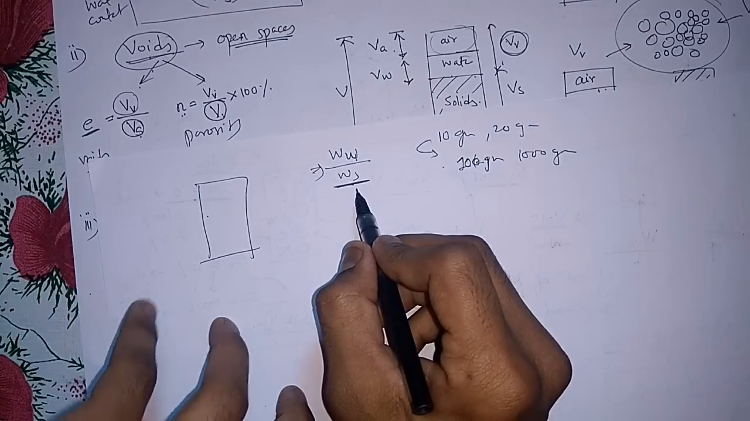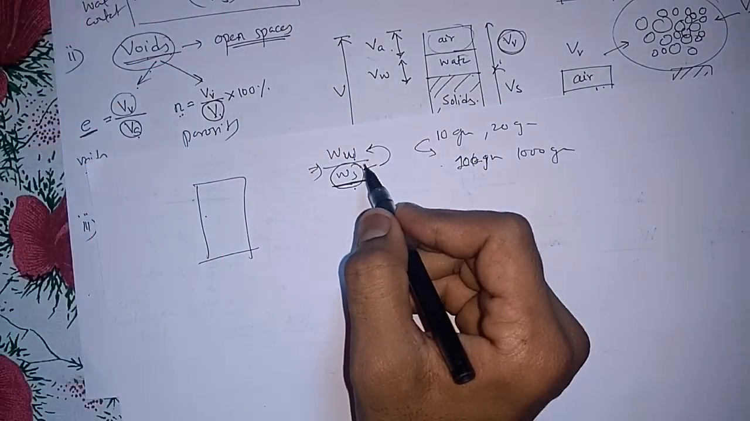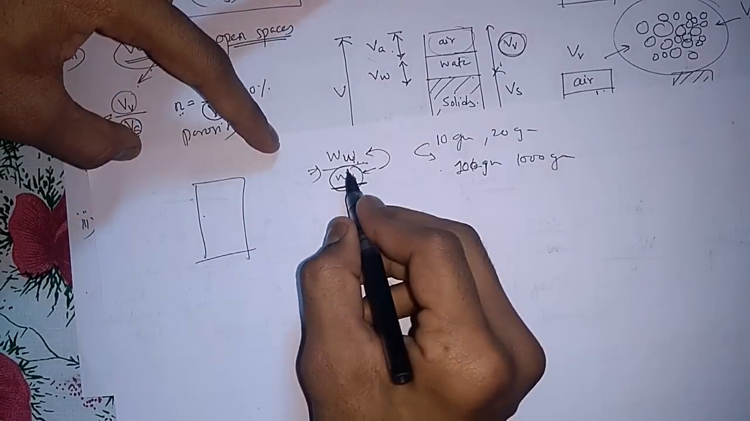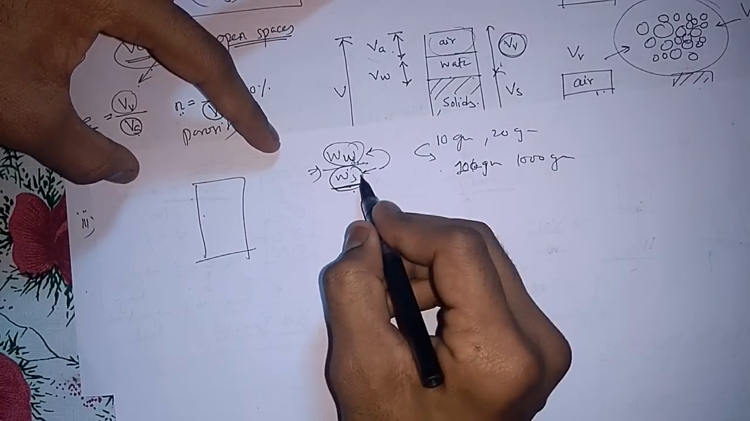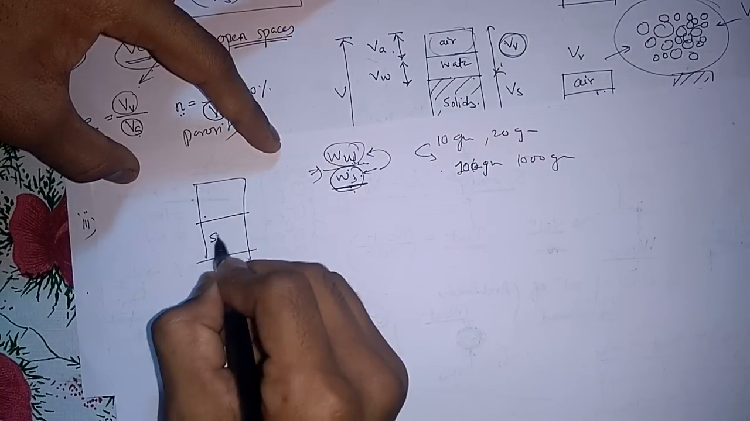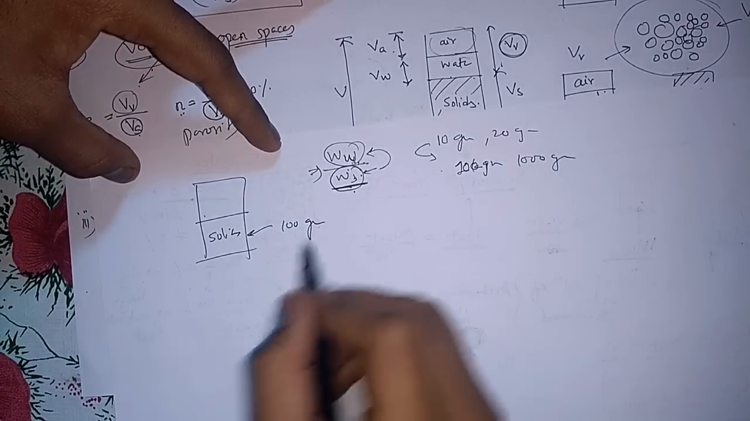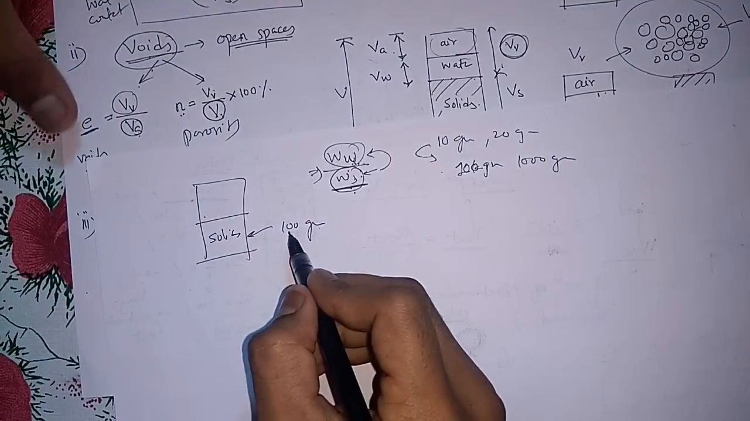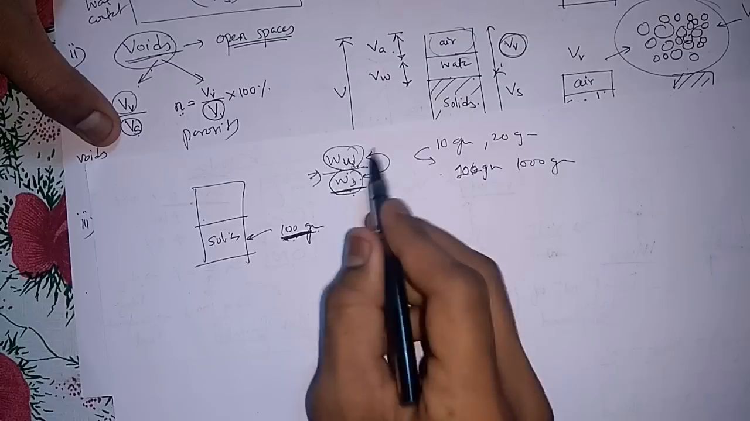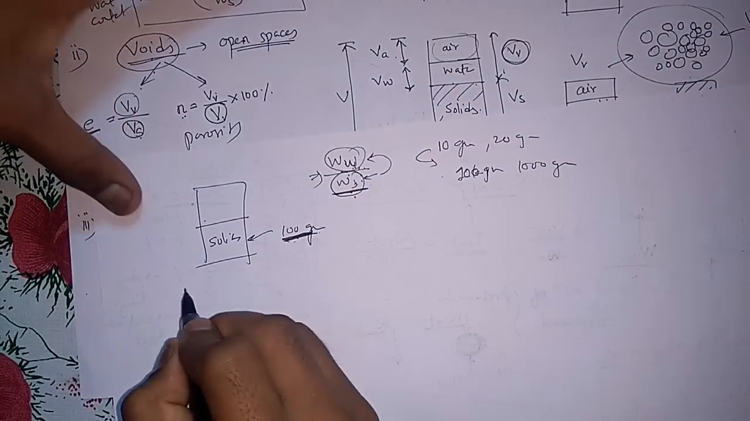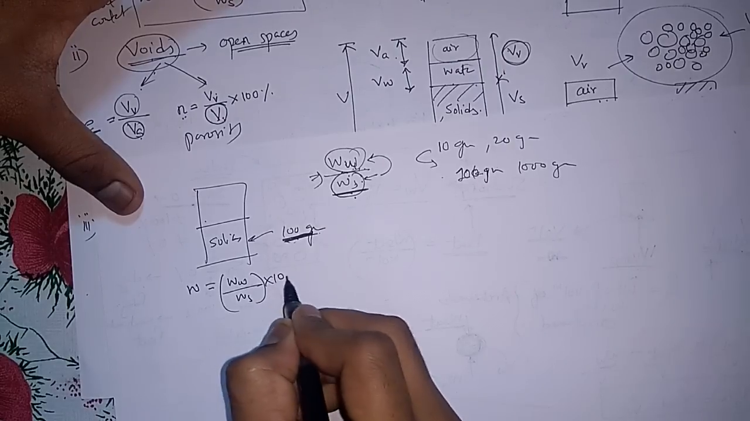So there may be an arbitrary amount of solids, and behind that there may be any amount of water. So there is no upper limit for water content, because WW can go as much as more than WS also, because these are solids. If these solids weigh 100 gram, it is not necessary that the weight of water cannot be more than 100. So weight of water may be more than 100. Therefore simply water content is WW upon WS multiplied by 100.